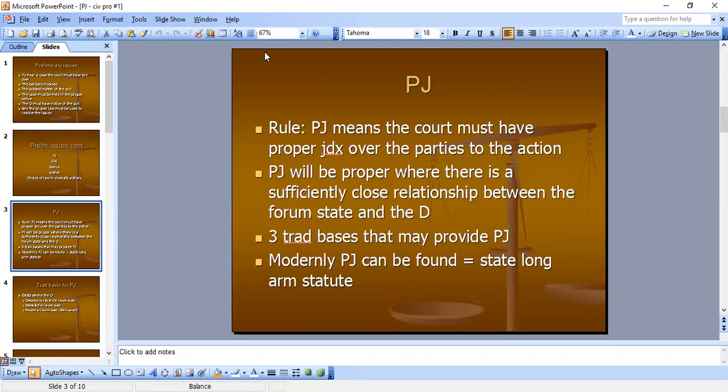Okay, so the rule for personal jurisdiction means the court must have proper jurisdiction over the parties to the action. PJ will be proper where there is a sufficiently close relationship between the forum state and the defendant. There are three traditional bases that may provide PJ. And modernly, PJ can be found sometimes using the state Longarm Statute if they give one, okay? Sometimes they give one, sometimes they don't.